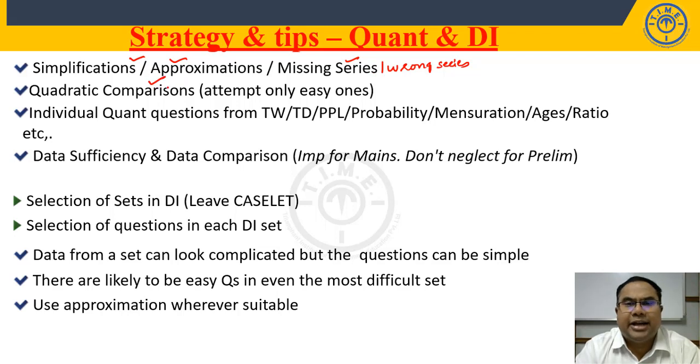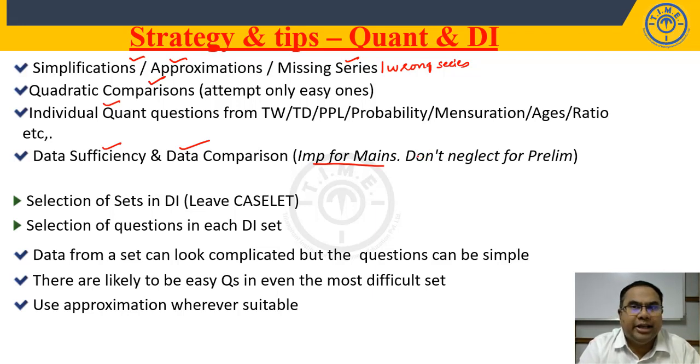Then you have to attempt quadratic comparison questions. Attempt only easy questions. Then attempt individual questions: time and work, time and distance, geometry, probability, etc. Then, if data sufficiency and data comparison are there, complete those two before you start your data interpretation. Generally data sufficiency and data comparison are asked in the main exam, but can be asked in the prelim exam. The level of difficulty will be according to prelim exam level, but generally they will appear in your main examination.